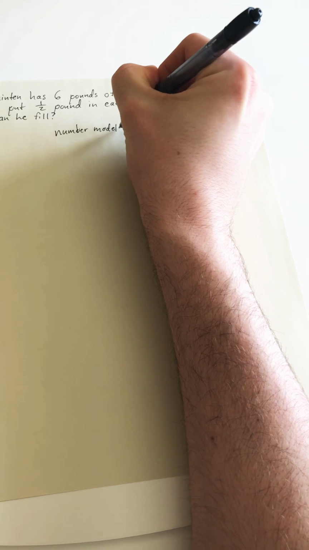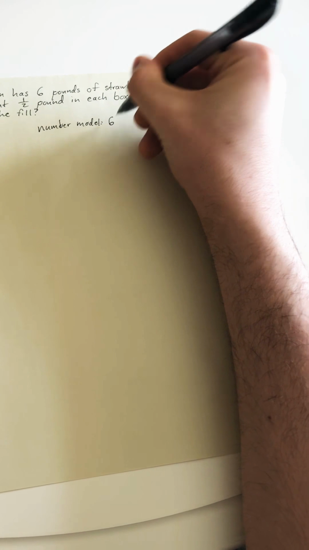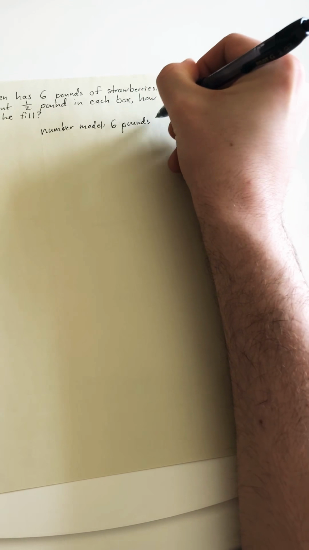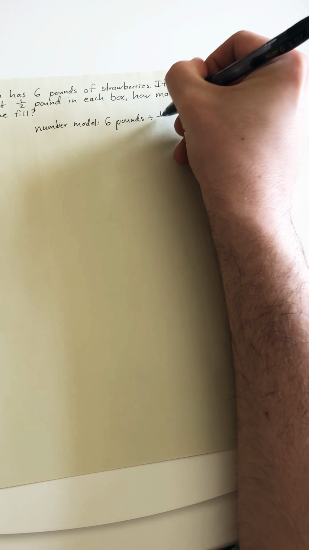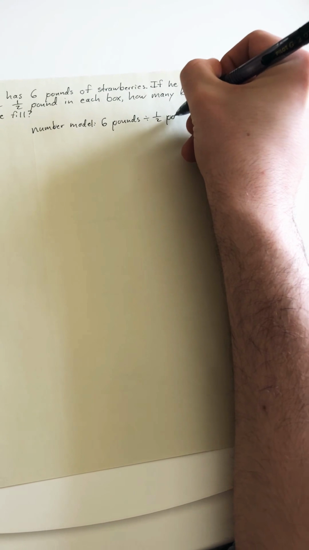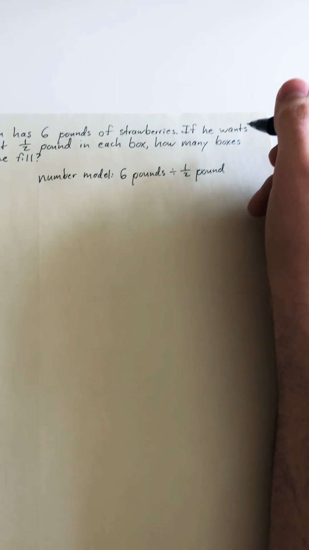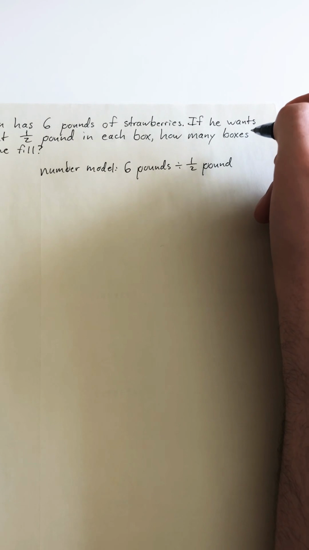So I'm going to set it up for you. Our number model would be 6 pounds divided by ½ pound in each box. So this is how you're going to set up your problem to start with.